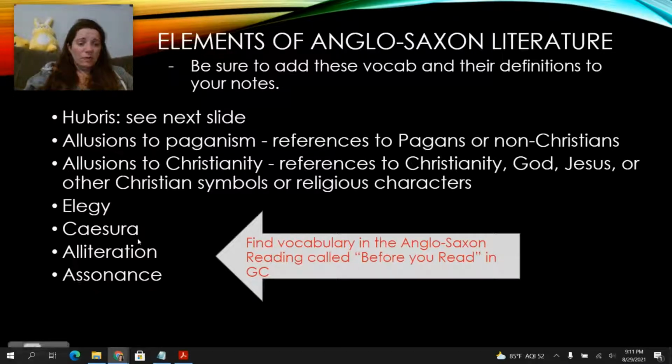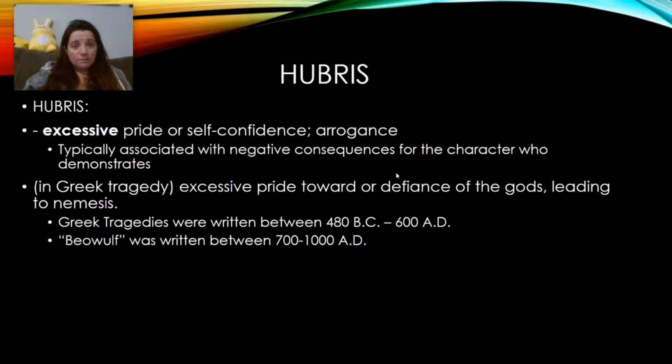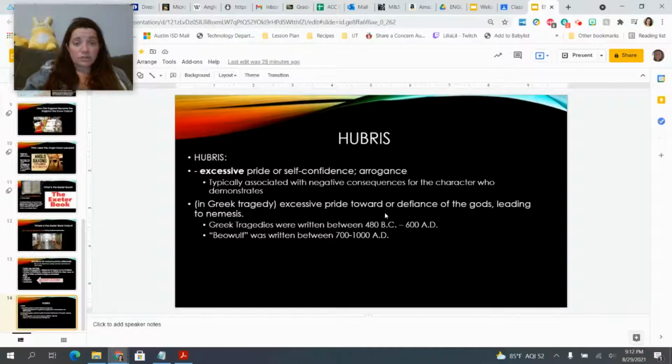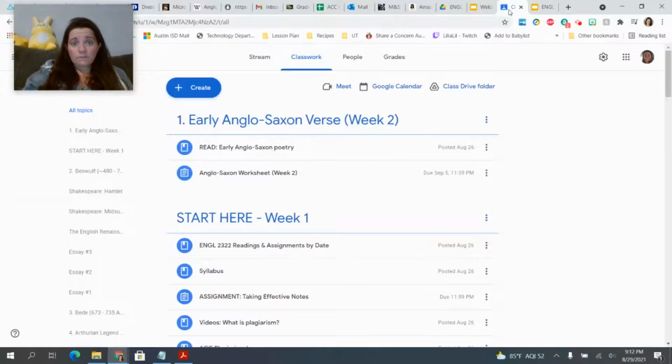The four remaining vocab words down here, elegy, caesura, alliteration, and assonance, you can find in the Anglo-Saxon reading that's called Before You Read in Google Classroom. And I will show you where that is before I let you go today. So let me show you. The final slide for this week is the hubris slide, where you can get the definition to add to your notes of hubris, which is one of the vocab words that I just showed you there on our screen. And then I just want to show you in Google Classroom.